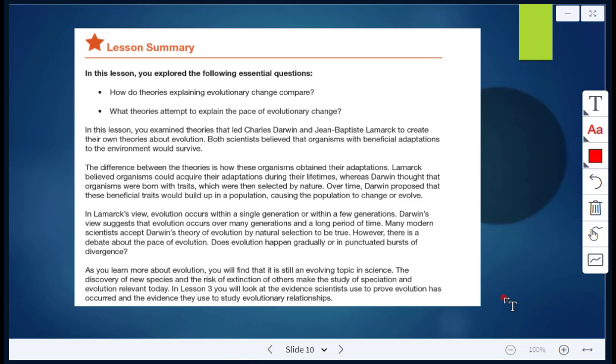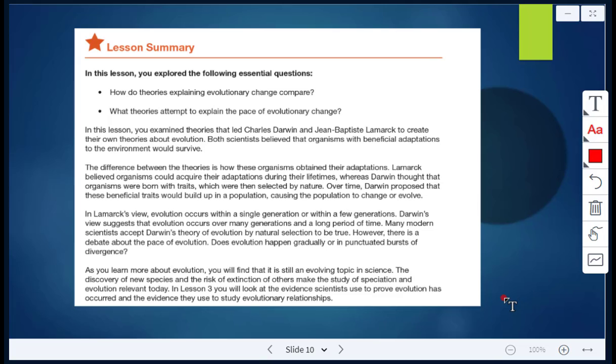When we're looking at Charles Darwin and Lamarck, they both believed that organisms with beneficial adaptations to the environment would survive. The difference between the theories is how these organisms obtained their adaptations. So Lamarck believed organisms could acquire their adaptations during their lifetimes. Darwin thought that organisms were born with traits which were then selected by nature. And then over time, Darwin said that the beneficial traits would build up in a population, which will cause the population to change or evolve.